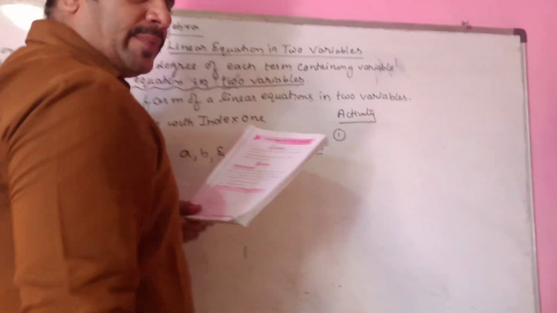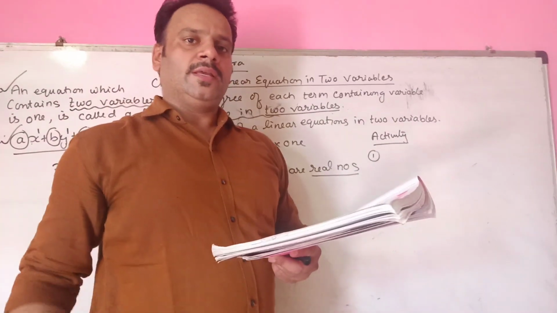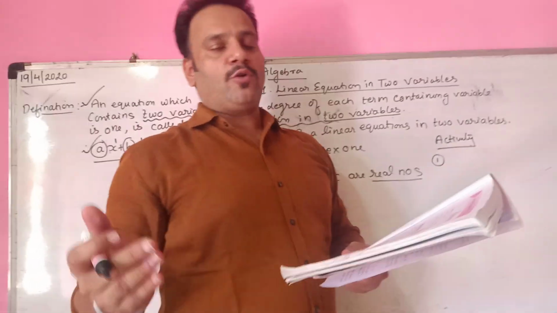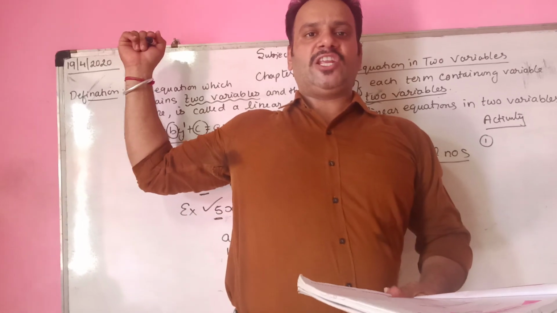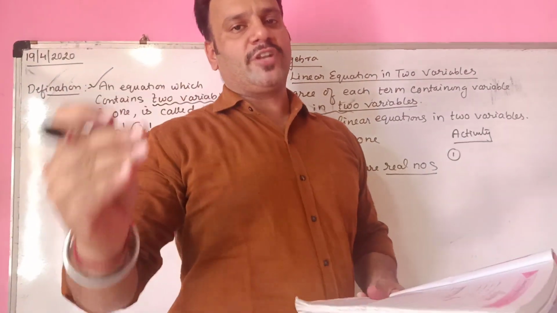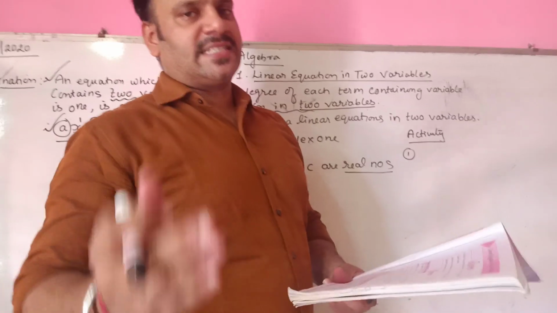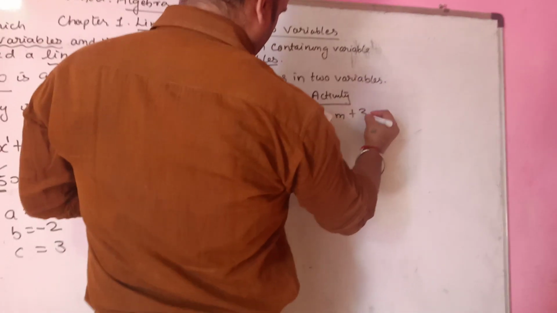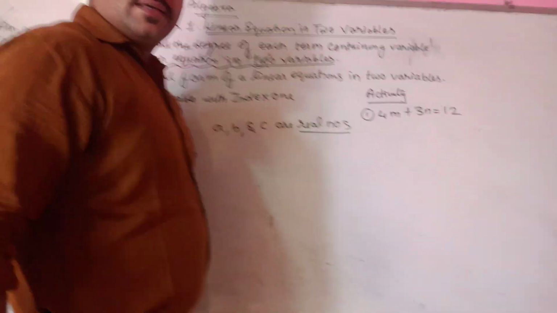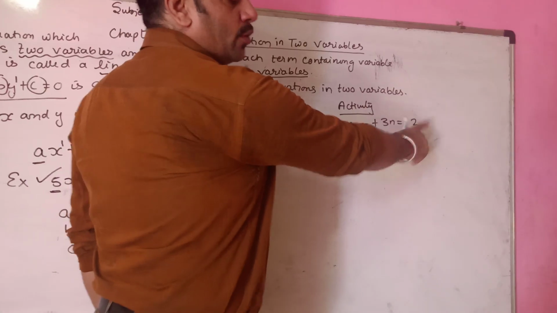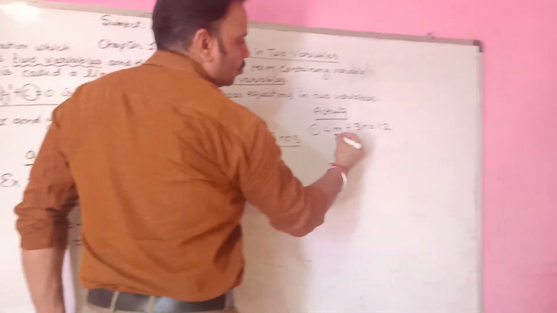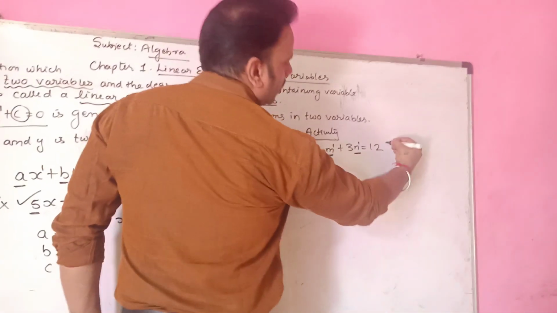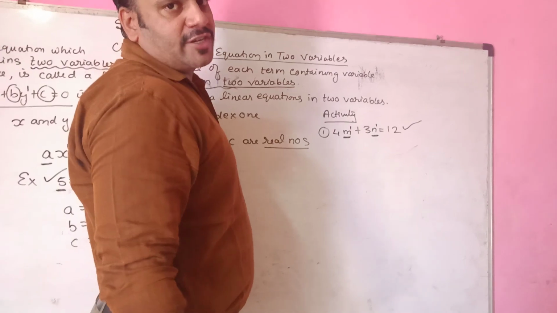So let me explain to you many linear equations in two variables. We have to check according to the definition. If the definition is true, we can call it a linear equation in two variables. So let me give some more examples of a linear equation. The first example, 4m plus 3n equal to 12. Here the two variables are m and n. The index is already 1. So therefore this is called a linear equation in two variables.